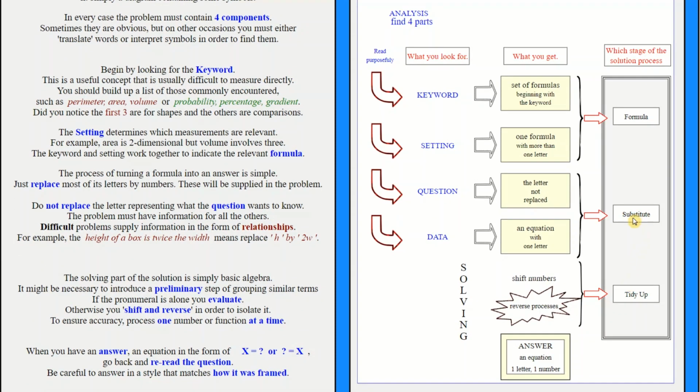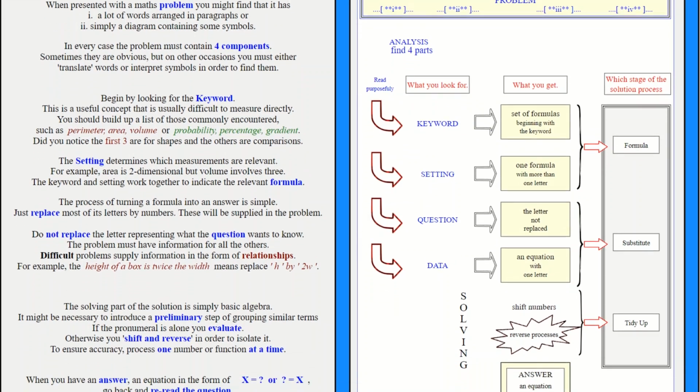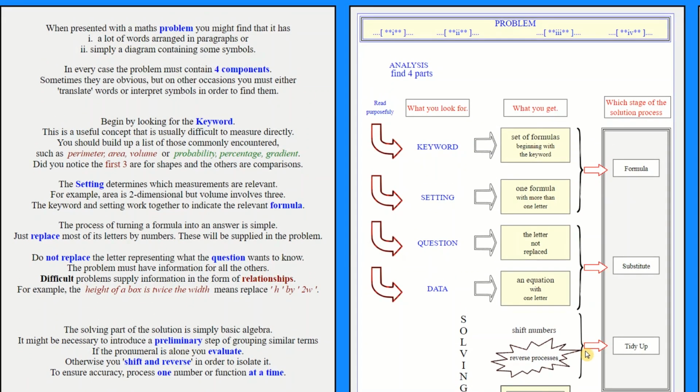So we take it from substitution to get an equation with one unknown, using our standard solving technique to tidy that up into its simplest form, and we are left with an answer. And we know we have an answer when we have one letter and one number making the equation. So there is a diagram which shows our solution process. It applies to every problem in a maths course.